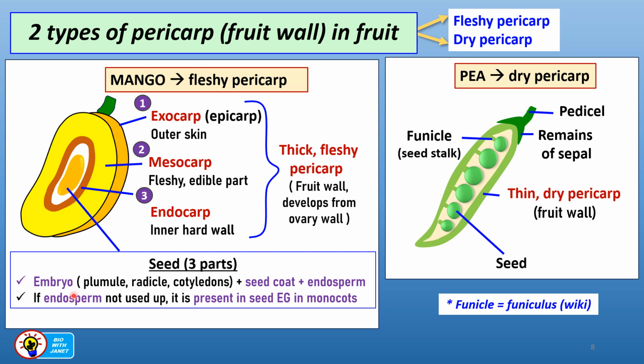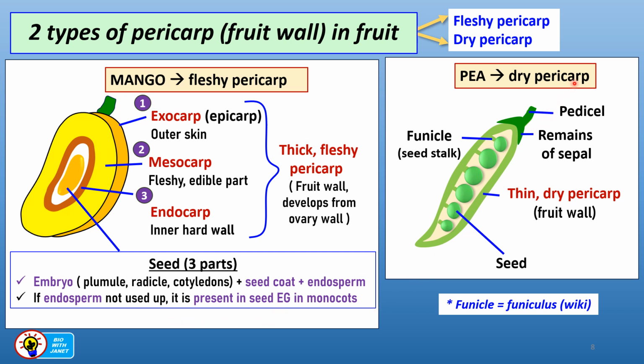Now, sometimes the endosperm is absent because it is already used up for the development of the embryo. But if the endosperm is not used up, it is present in the seed. This is especially true for monocots, such as the maize seed. Endosperm is still present. But for the bean seed, which is a eudicot, the endosperm is no longer present there. All the food is stored in the cotyledons that are well developed. Now next, the seed is formed from the ovule after fertilization. This has been discussed.